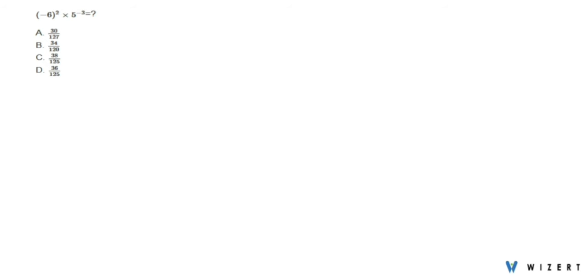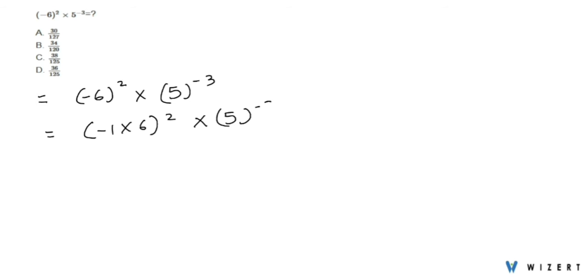Minus 6 whole square multiplied by 5 to the power minus 3 is what? So we have to find the value of minus 6 whole square multiplied by 5 to the power minus 3. So we can write minus 6 as minus 1 multiplied by 6 and leave this 5 to the power minus 3 as it is.